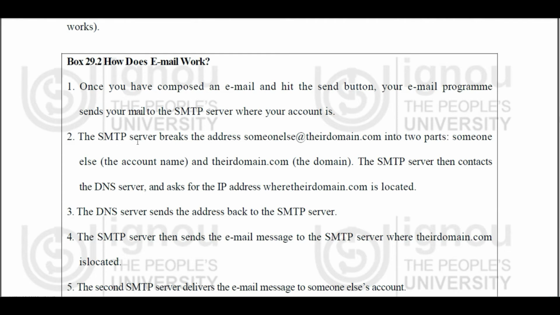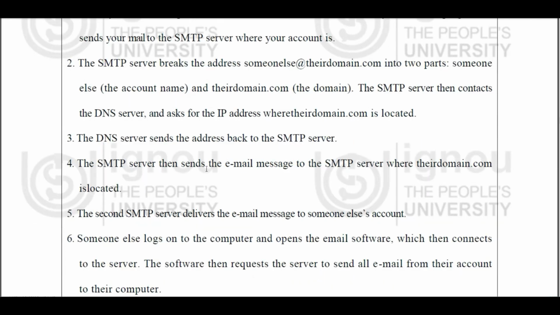The SMTP server breaks the address someoneelse@domain.com into two parts: someoneelse, the account name, and domain.com, the domain. The SMTP server then contacts the DNS server and asks for the IP address where domain.com is located. The DNS server sends the address back to the SMTP server. The SMTP server then sends the email message to the SMTP server where domain.com is located.